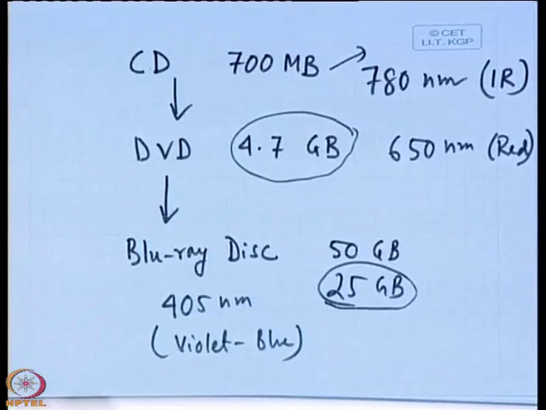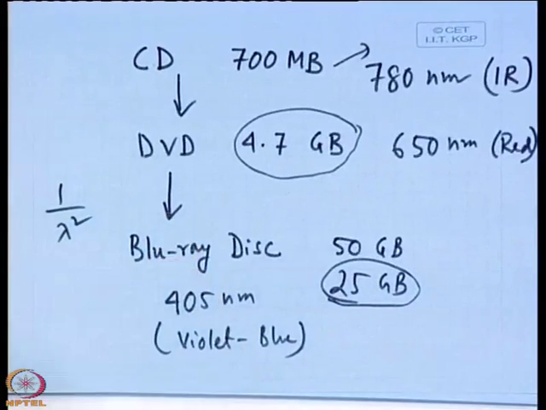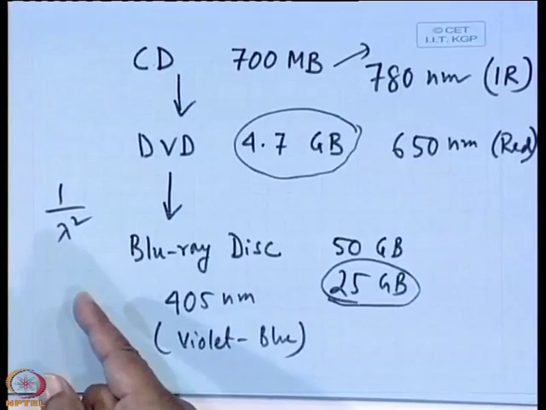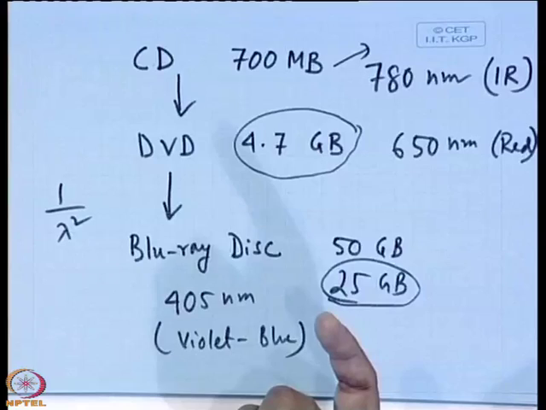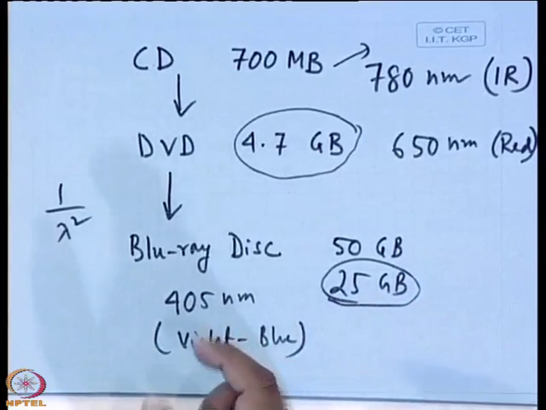One thumb rule for the storage is that the storage capacity is almost inversely proportional to the square of the wavelength, 1 by lambda square almost. So, that means, if lambda is less, storage will be high, and also there is a square, more and more high. How was it possible? It was possible because of the availability of the material for the fabrication of blue and violet laser.